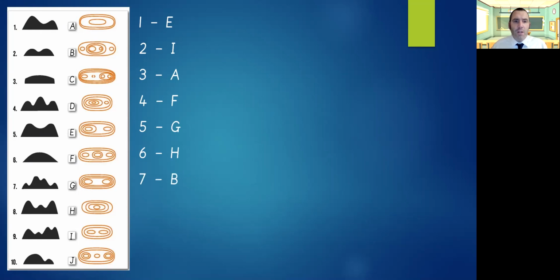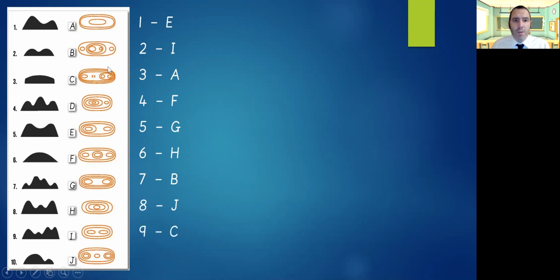Number 7 goes with B. So we've got lots of peaks in this one. And again, you've got lots of peaks here. You've got steep sides. You've got the contour lines close together. Number 8 goes with J. So we've got 2 high peaks at the top and 1 lower peak in the middle. So we've got that one here.